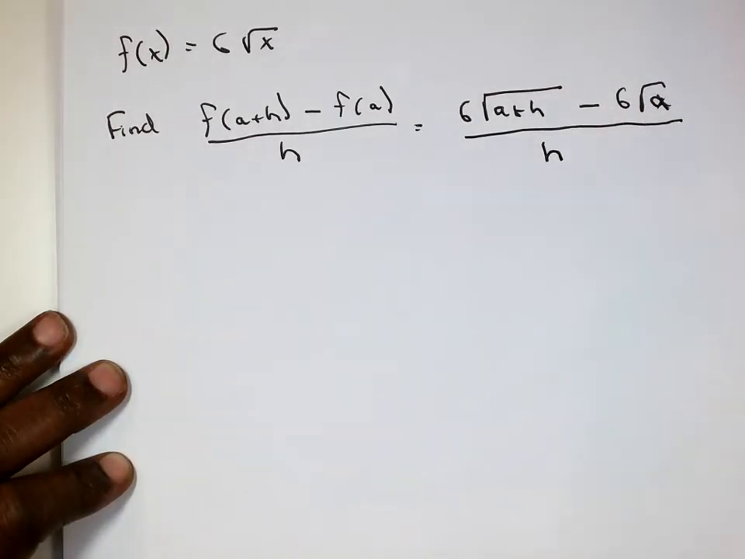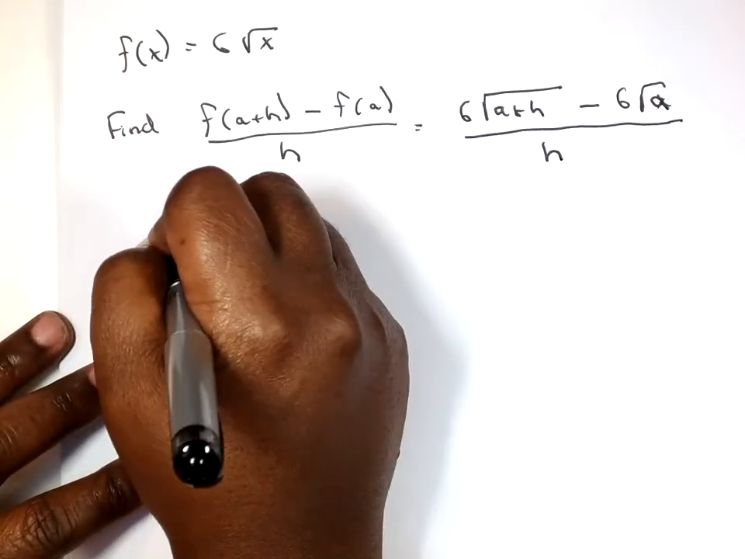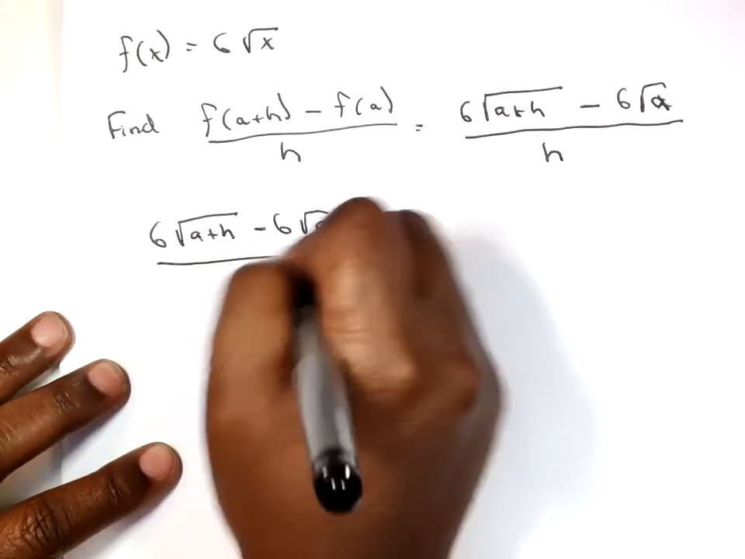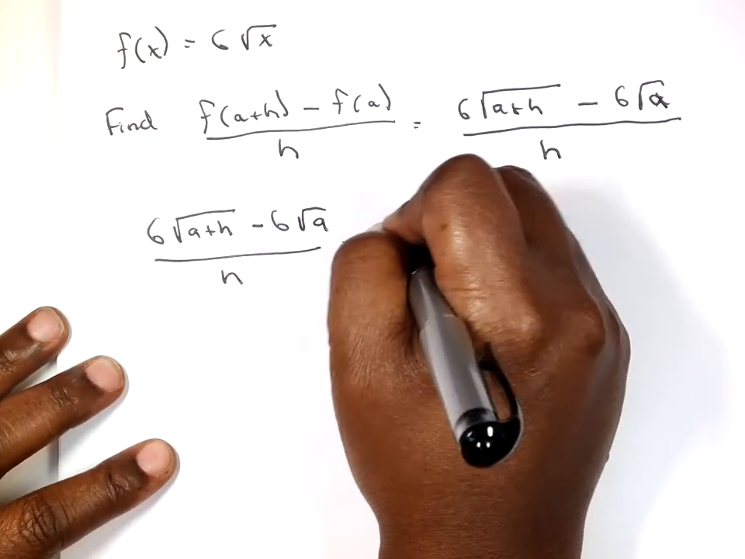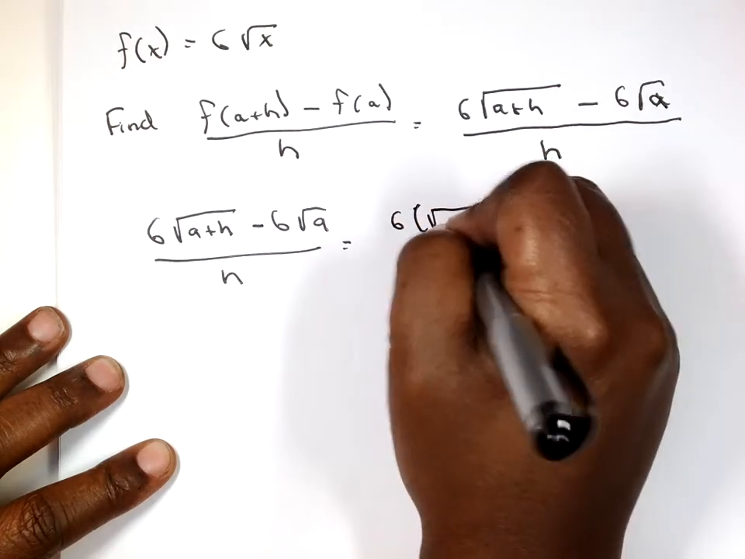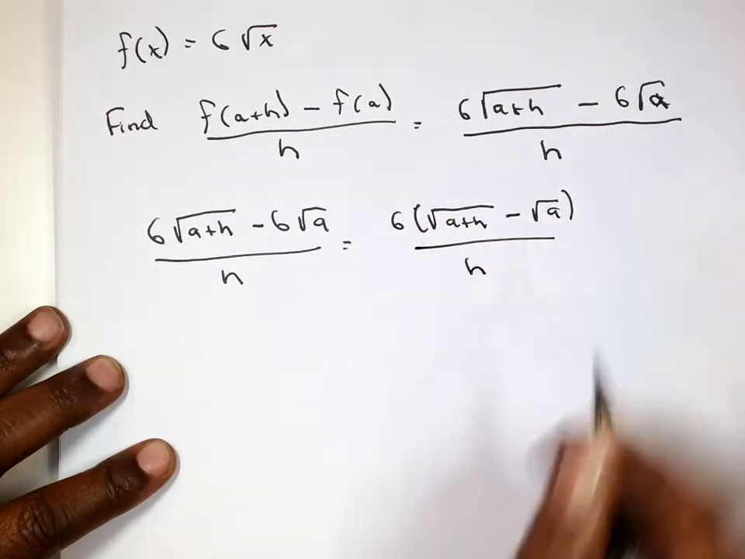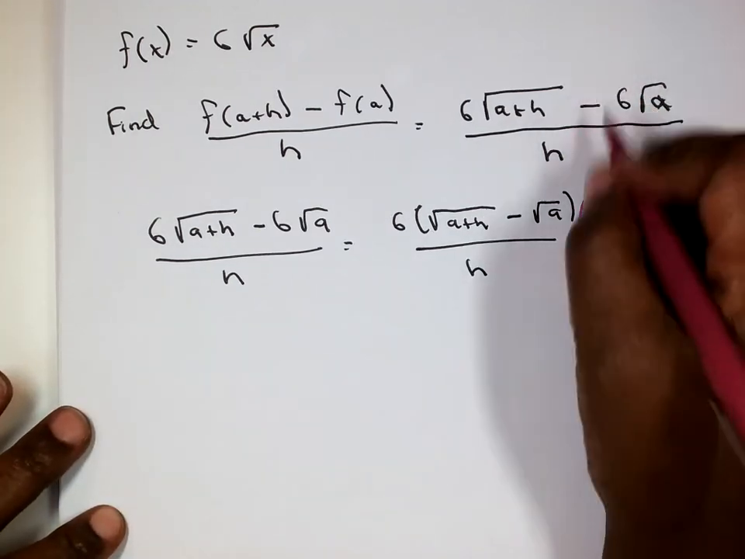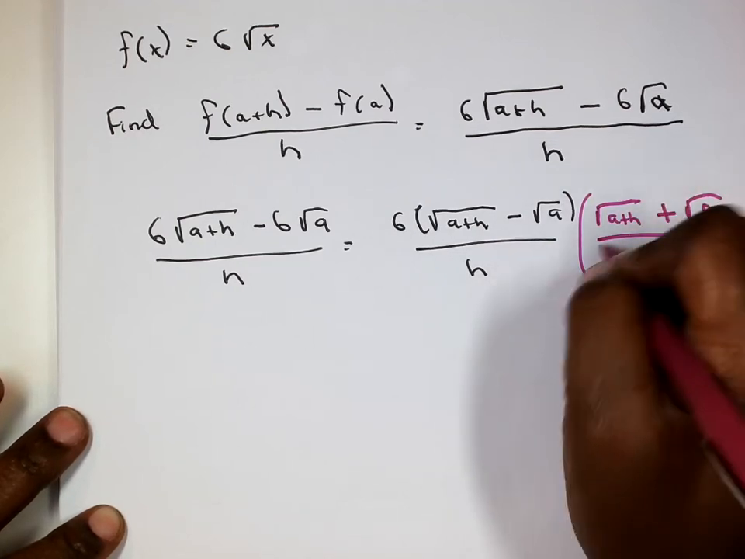Now we're going to be doing a lot of this when we're doing derivatives, and we're going to have to rationalize it. So I'm going to rationalize this thing to get the radicals out of the numerator. So I'm going to factor out a 6 first. And then I'm going to multiply by the conjugate. So that's how we had to get rid of the radicals. We did the conjugate. So I'm going to multiply the top and the bottom by the square root of a plus h plus the square root of a.